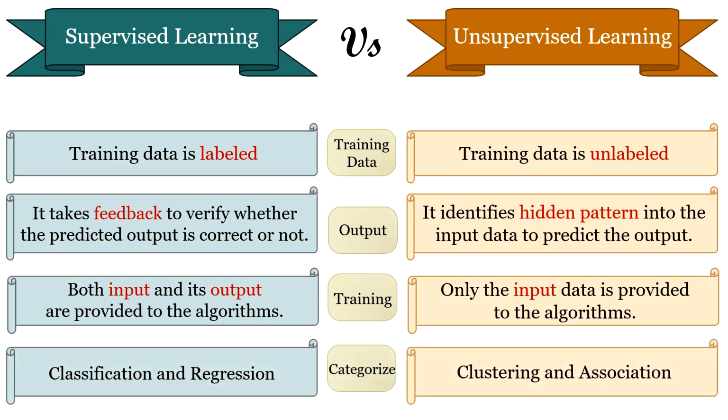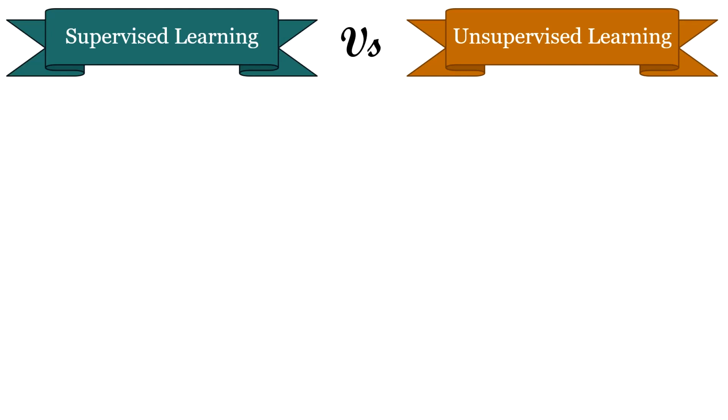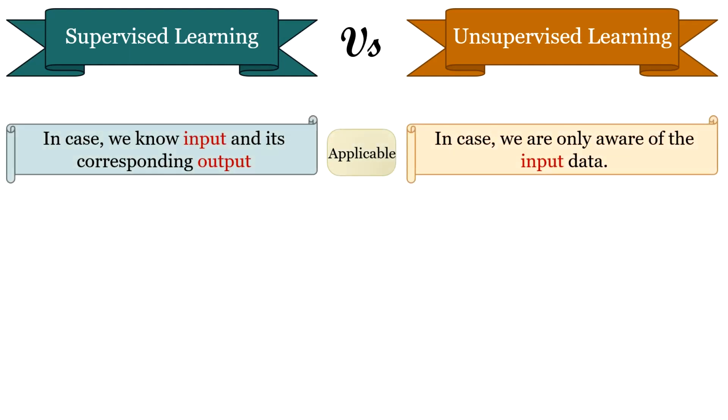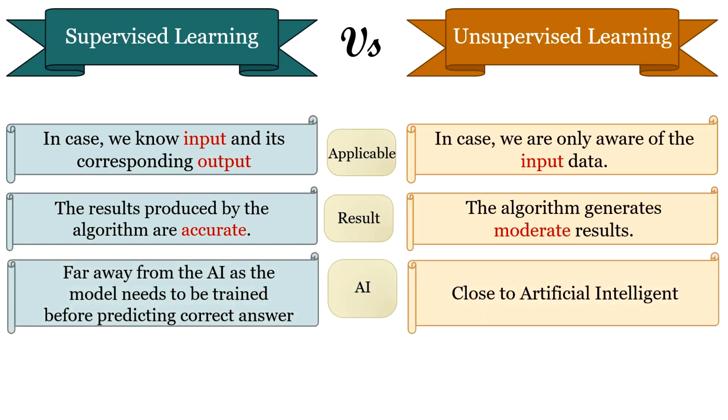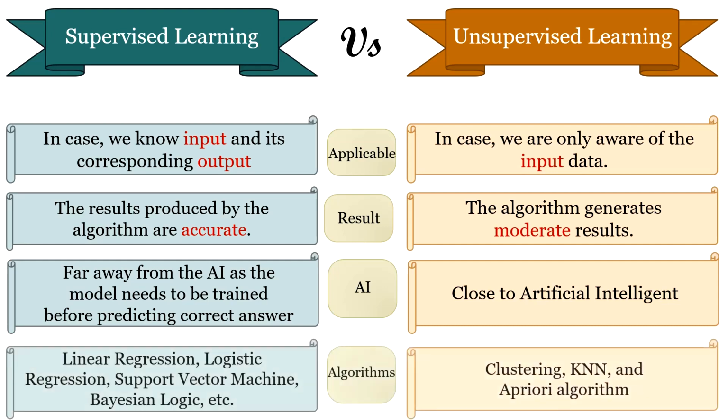Supervised learning can be categorized into classification and regression, whereas unsupervised learning can be categorized into clustering and association. Supervised learning is applicable in case we know input and its corresponding output, whereas unsupervised learning is applicable in case we are only aware of the input data. In supervised learning, the results produced by algorithm are accurate, whereas in unsupervised learning, the algorithm generate moderate result. Supervised learning is far away from artificial intelligence as model need to be trained before predicting the correct answer, whereas unsupervised learning is nearly close to artificial intelligence.